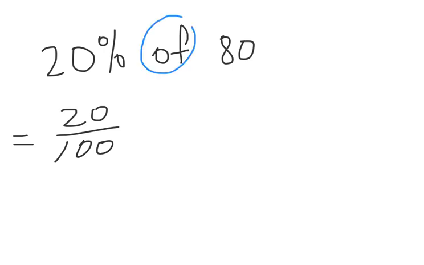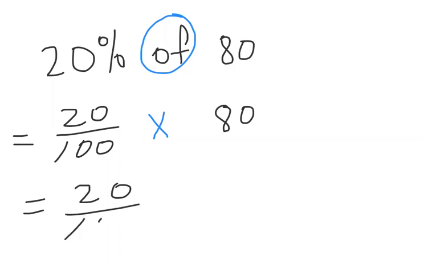The word "of" actually means multiply. You can write the multiplication, and there is the 80. I just want to write the 80 more clearly. So now you have 20 over 100 multiplied by 80. I'm just going to write it better to understand: that's 20 over 100 times 80 over 1. And as you can see, now it's almost like the same sum we had earlier.